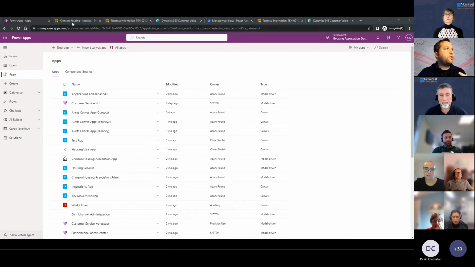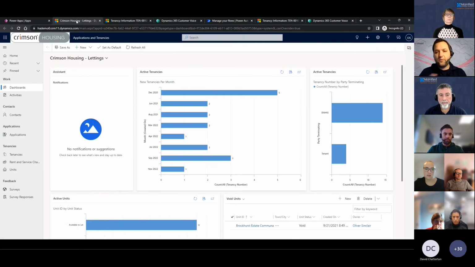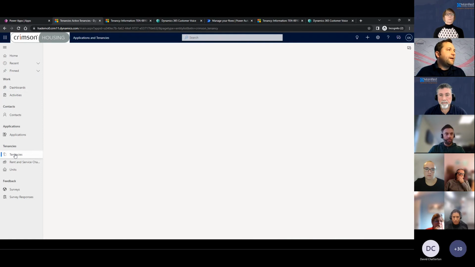As I said, I'm going to jump onto the applications and tenancy application that we have within Dynamics. It shows you a little dashboard around the number of tenancies that we've created. It's a very small housing association called Crimson Housing. We have only about 80 fictitious properties, all in various letting elements. And what we can see here is, I'm going to have a look at our tenancies.